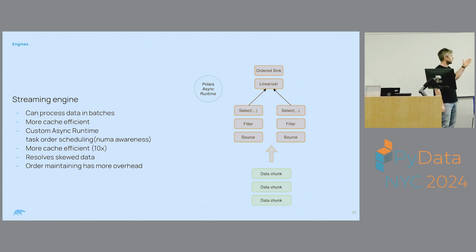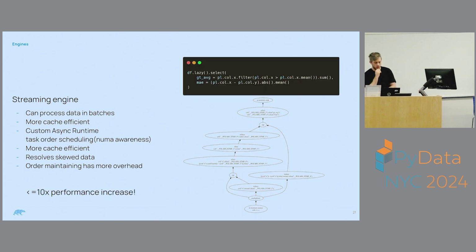A downside is that order maintaining has way more overhead, so window functions will probably be a little bit slower. But there's no best solution for everything; there are trade-offs. What we want to do is, we have an optimizer, and the optimizer can decide on which engine this should run if it fits. So there's work to do there.